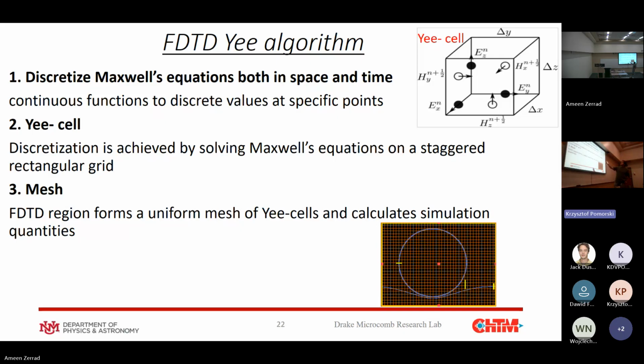This discretization is achieved by solving Maxwell's equations on a staggered rectangular grid, or Yee cell, which you can see here. It's very similar to what I helped you guys through with the FEM simulation, in the sense that you take some complex geometry, you wrap it with this sort of screen, and you solve Maxwell's equations at each one of these rectangular grids. As you can see clearly here on the bottom right, I'm showing you a polycoupled microresonator wrapped around some grid. The FDTD region forms a uniform mesh of Yee cells, excuse me, and it calculates simulation quantities.